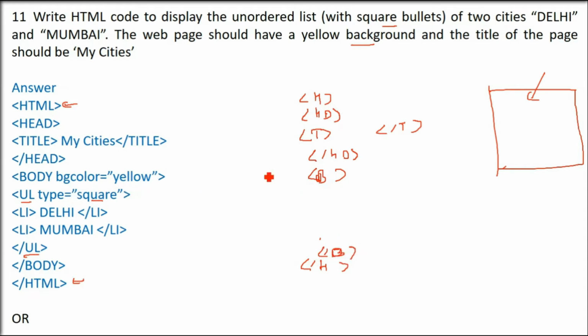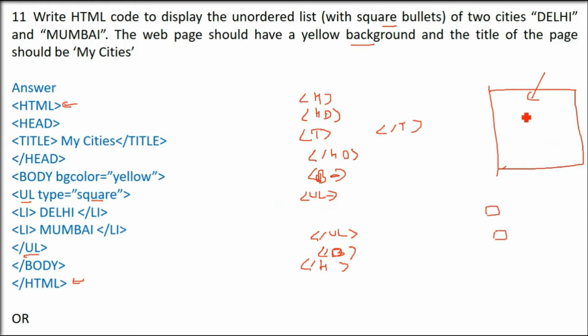Then background equals yellow you are going to write here. Then you have to write UL, unordered list. And then you have to close the UL also. UL you have to close. So this, the type equals square. So inside, after this UL, you have to write type equals square. Now you have two bullets. So bullets will be square bullets like this.